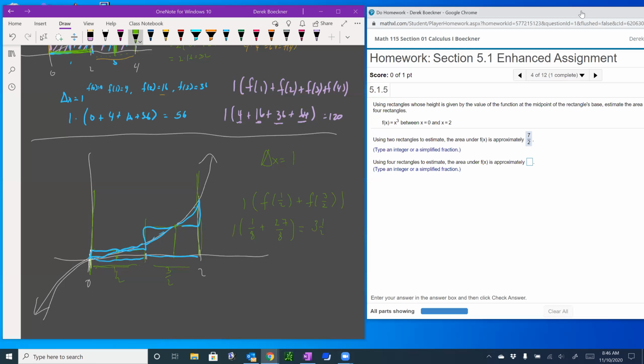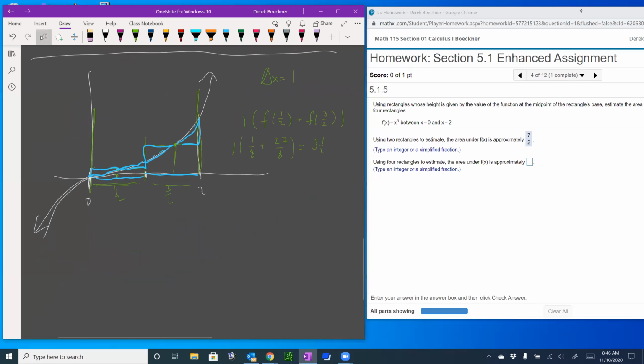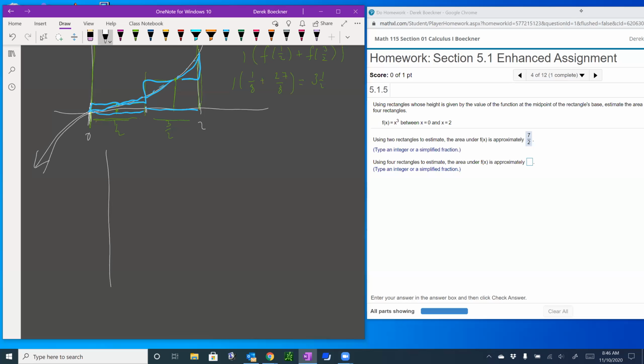Okay. And now we're going to do it using 4 rectangles. Let's draw the picture again. Okay. There's 2, there's 1, 3/2, 1/2. There's going to be my 4 rectangles. My midpoints now are at the quarters. 1/4, 3/4, 5/4, and 7/4.